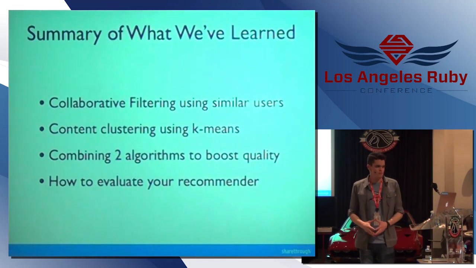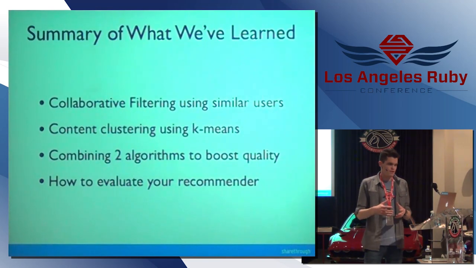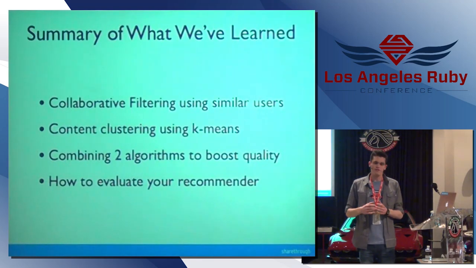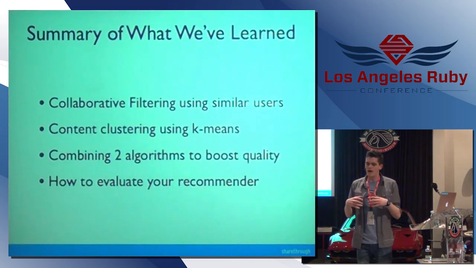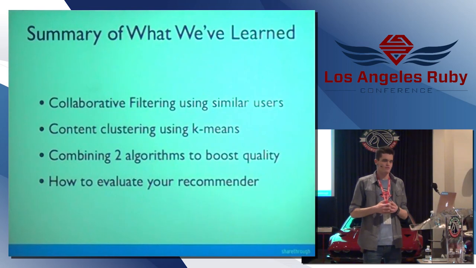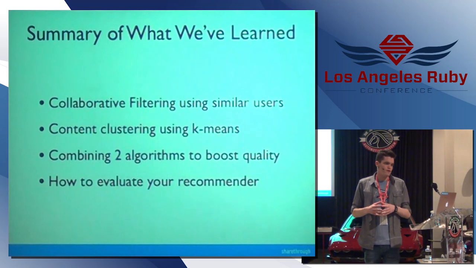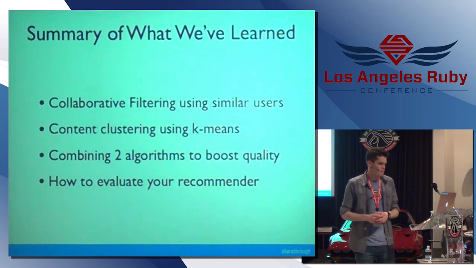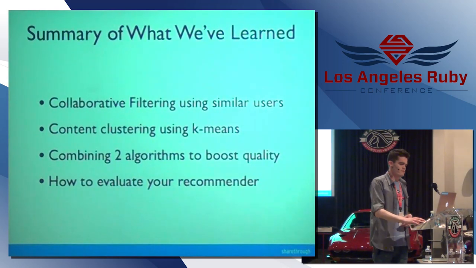So to summarize what we've learned so far, we've seen that collaborative filtering uses similar users to provide recommendations. We've also seen that you can use content-based algorithms such as clustering using k-means to provide recommendations. We've also seen that you can combine these two algorithms together to further boost quality, so you end up with recommendations that are superior to anything that you get individually. And then finally, we looked at ways you can evaluate your recommender using things such as precision versus recall and click-through rates. Now, I've showed you a little bit of kind of what goes on behind the scenes, but that doesn't mean you need to reinvent the wheel.